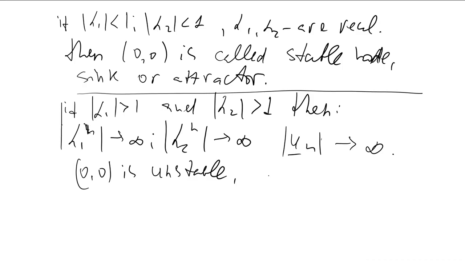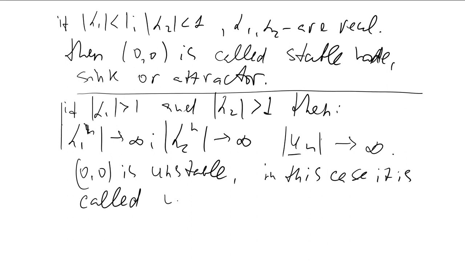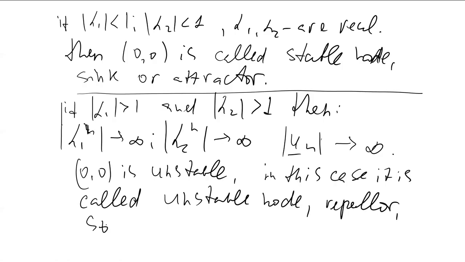And in this case, it is called an unstable node, repeller, and source. We will call it unstable node mostly. We can call it also repeller. Source is more common for flows. We will discuss it later.